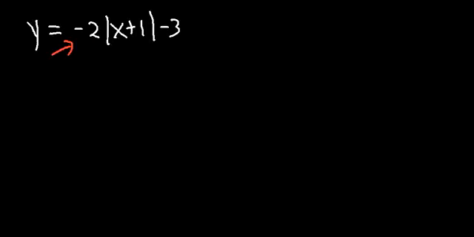But now let's say we have y is equal to -2 times the absolute value of x plus 1, minus 3. The fact that it's negative on the outside means that it's going to open downward instead of upward. And the fact that we see a 2, the slope is now 2 instead of 1. So as we move 1 to the right, it's going to go down 2. And the slope is constant. It's always going to be 2.